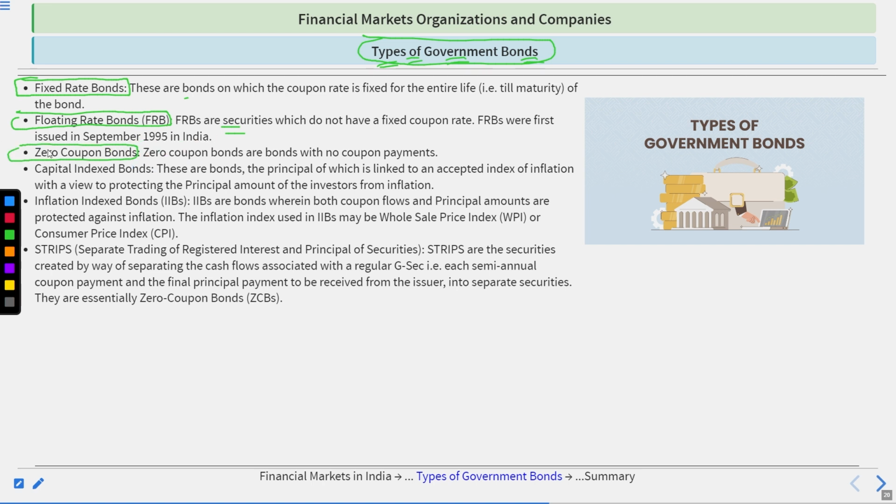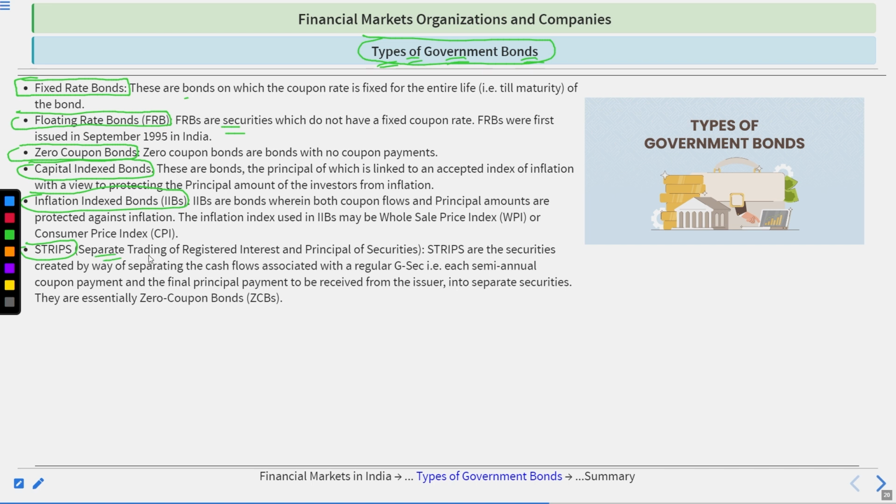Zero coupon bonds are bonds with no coupon payments. Capital index bonds are bonds the principal of which is linked to an accepted index on inflation, with a view to protecting the principal amount of the investor from inflation. Then, inflation index bonds, IIBs, are bonds wherein both coupon flows and principal amount are protected against inflation. The inflation index used in IIBs may be the wholesale price index or the consumer price index.